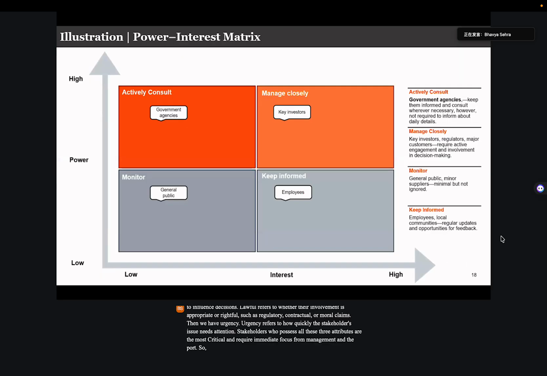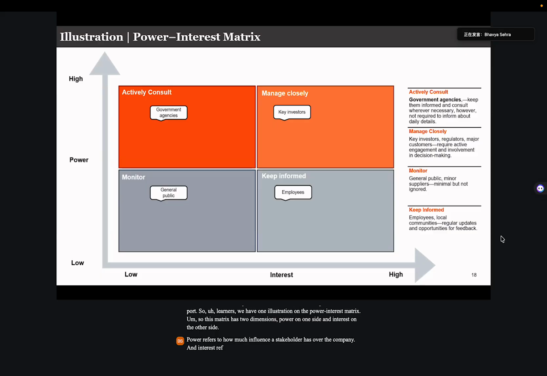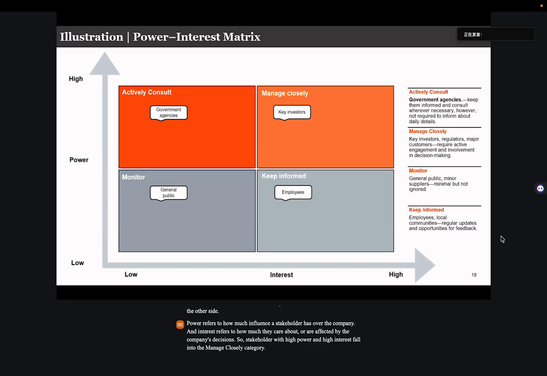So, learners, we have one illustration of the power interest matrix. This matrix has two dimensions, power on one side and interest on the other. Power refers to how much influence a stakeholder has over the company, and interest refers to how much they care about or are affected by the company's decisions. Stakeholders with high power and high interest fall into the managed closely category. These are people like key investors or major regulators. They need active engagement and involvement in important decision making.